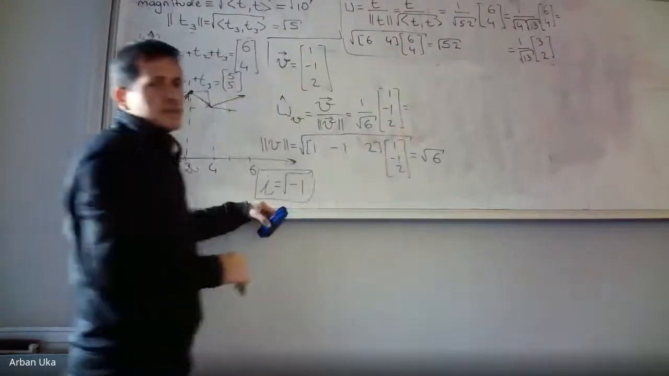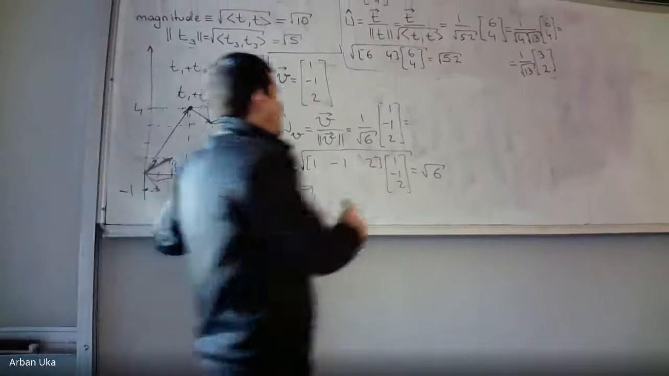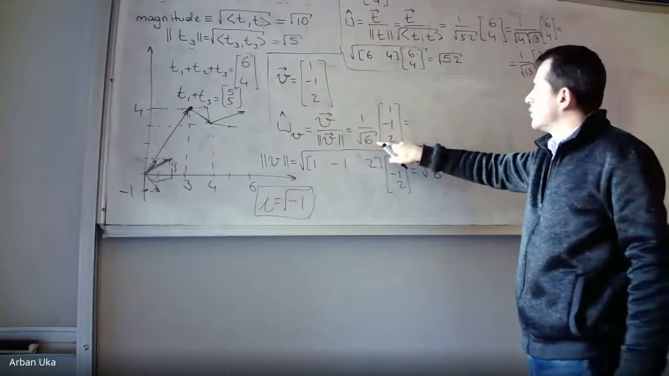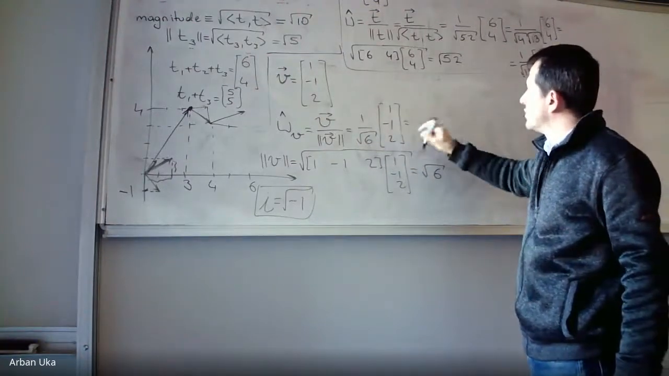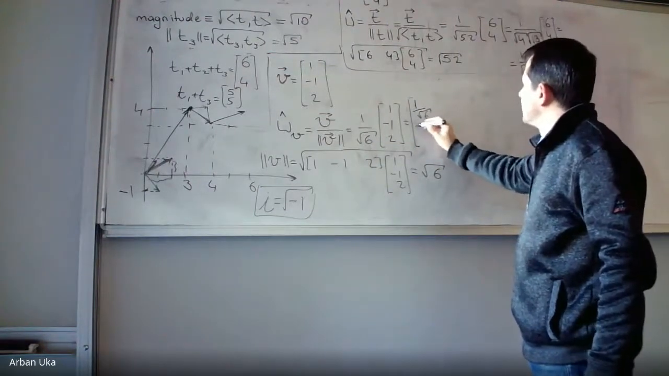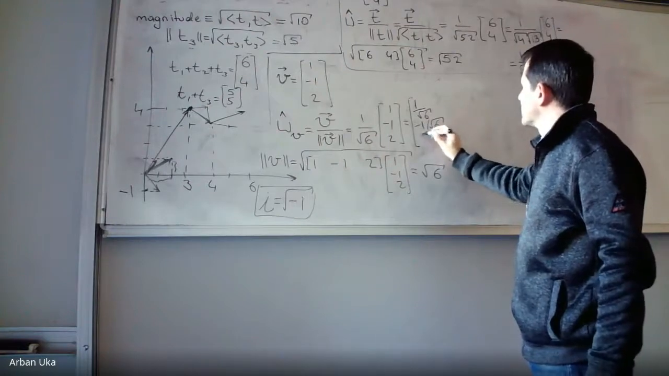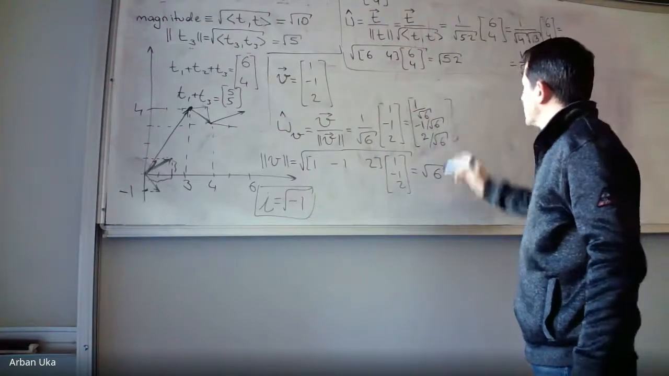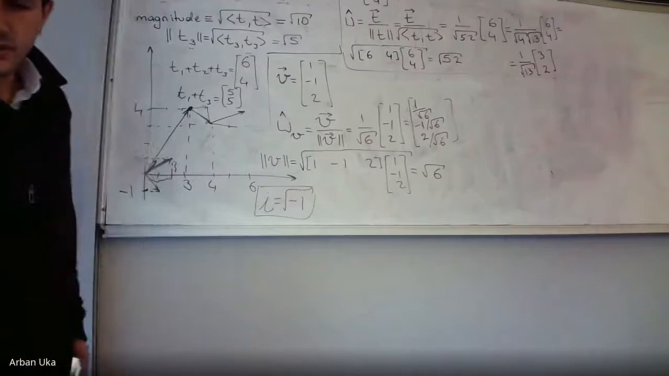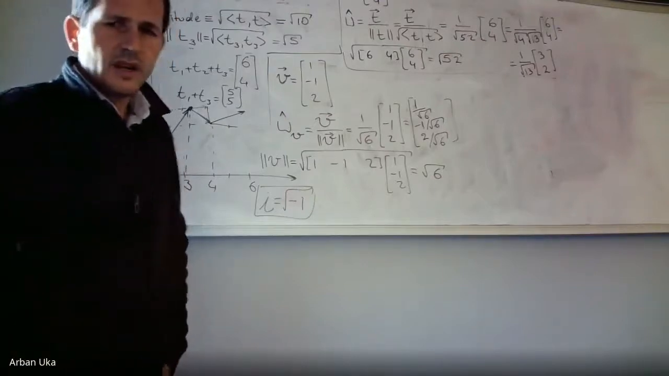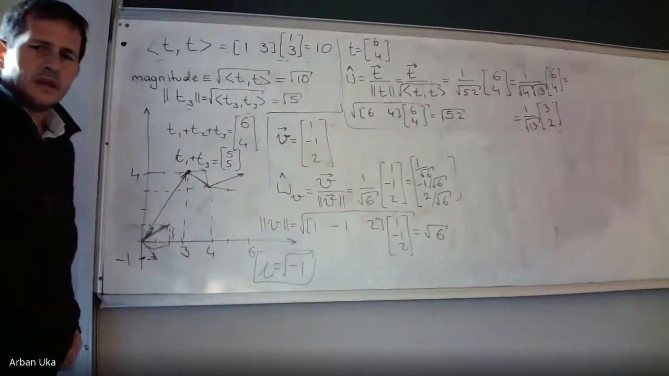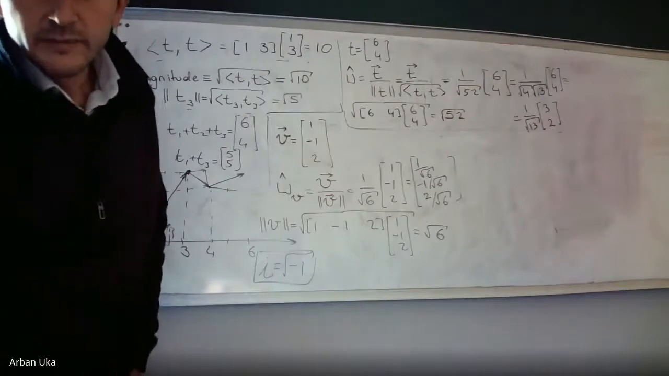So this is the answer. We can leave it here. Or we know that when multiplying a vector by a constant, we multiply all elements one by one with this constant. So here we're going to have 1 over square root of 6, minus 1 over square root of 6, and 2 over square root of 6. So these were the unit vectors along a specific direction. Now, do you have any question? Anything which is not clear?